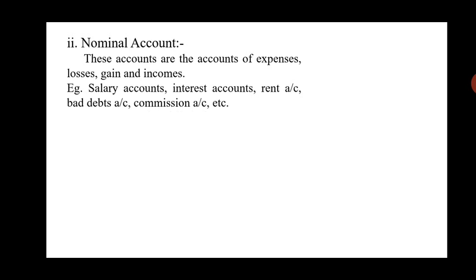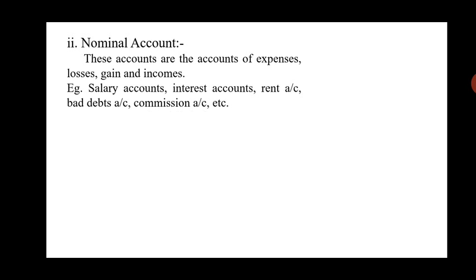Rent account: the business is paying rent of the building to the owner, so it is an expense for the business and will come under the nominal account. Bad debts as well as the commission account, commission receivable and commission payable, are nominal accounts. Commission payable is an expense, and commission receivable is income. Like this, we take under the nominal accounts whatever is related to expenses, incomes, and gains.